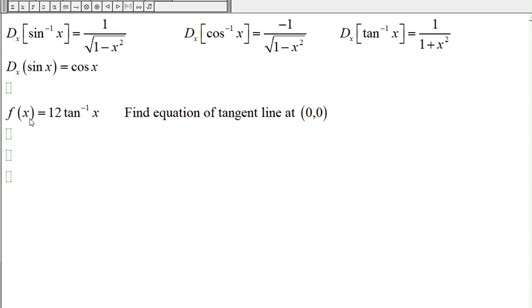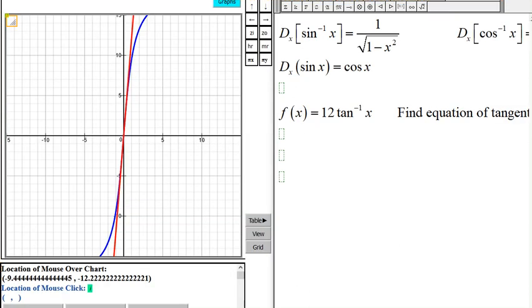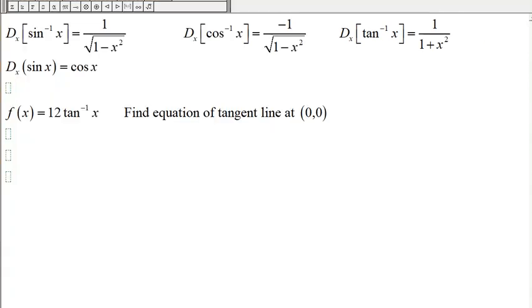Here we have the function 12 times tangent inverse of x, and we'd like to find the equation of the tangent line at the point 0, 0. The graph of the function 12 tangent inverse of x is right here, and this is the point 0, 0, and this is the tangent line, and we'd like to find the equation of this tangent line. And so to get the equation of the tangent line, we have to get the derivative and then evaluate it at 0.